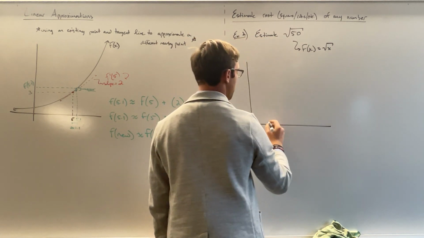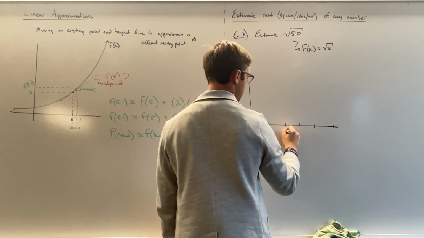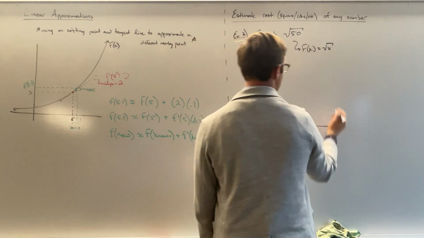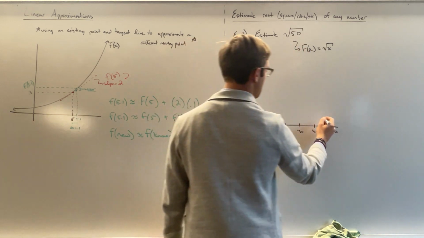I'm going to move out 10, 20, 30, 40, 50. Now we don't know the square root of 50. We know the square root of 49 though. The square root of 49, we know that's going to be 7.